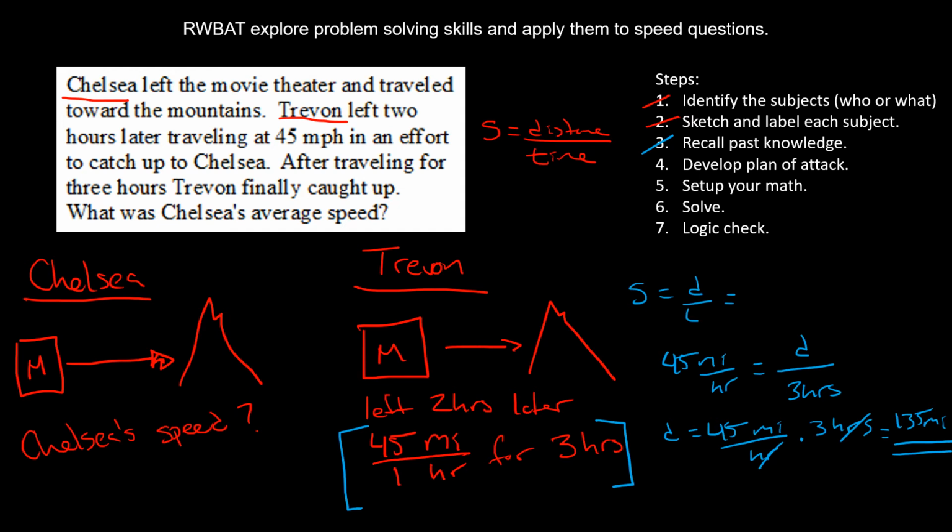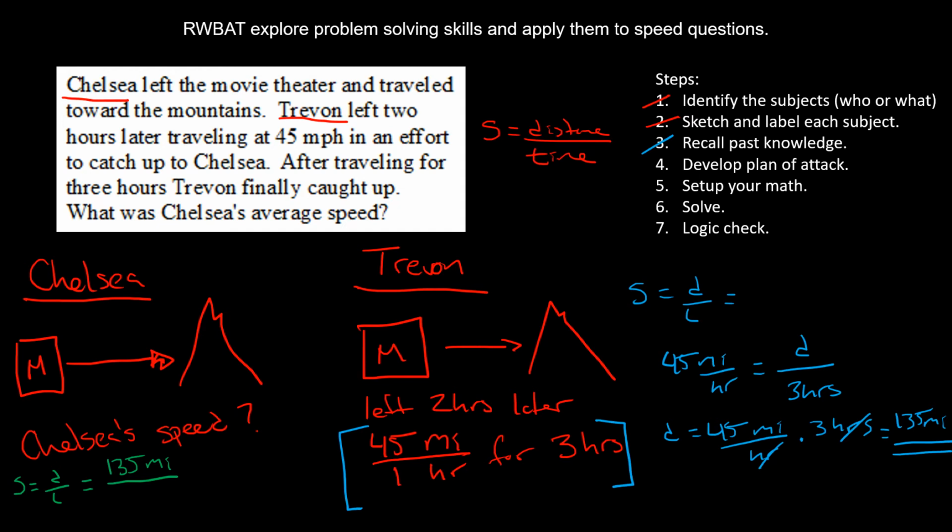So we know that Chelsea's traveling 135 miles. So we want to know her speed. So her speed is equal to her distance over time. Well, her distance, we know that she's doing 135 miles. Over her time, well, how long was Chelsea traveling?